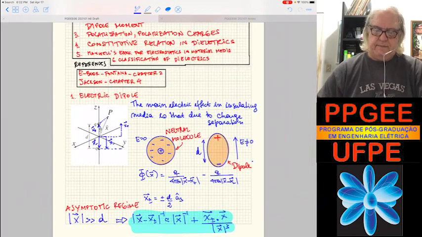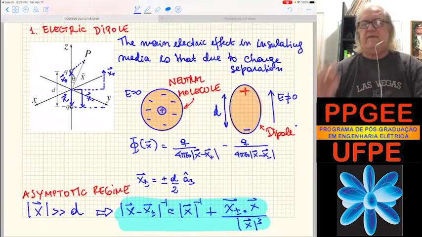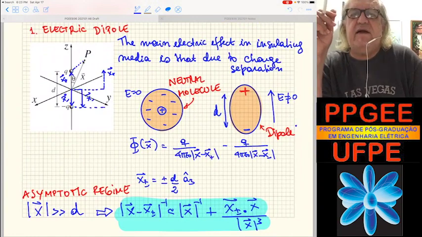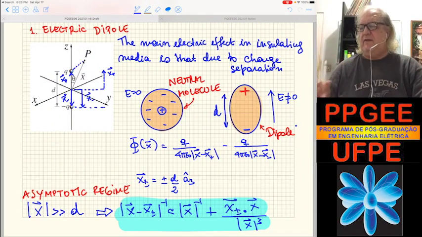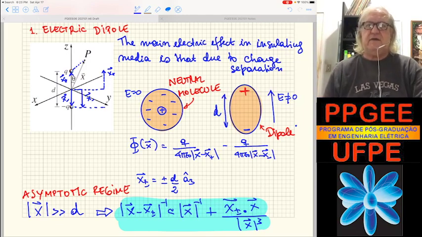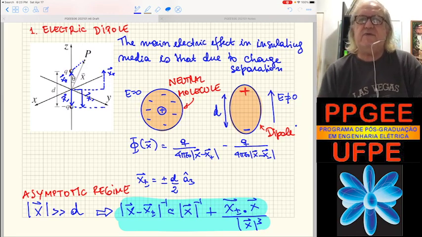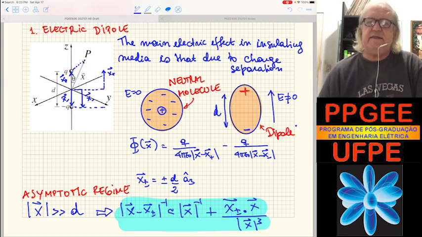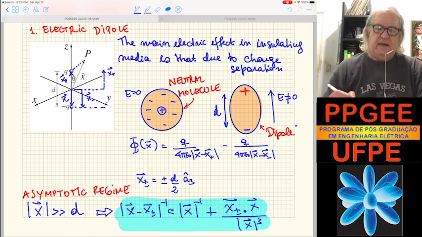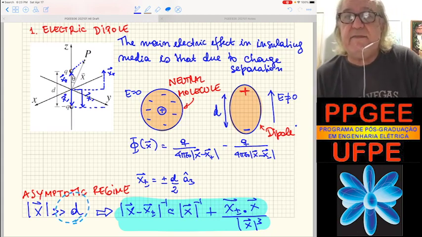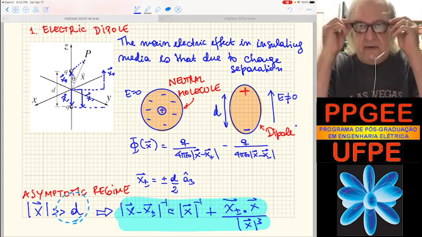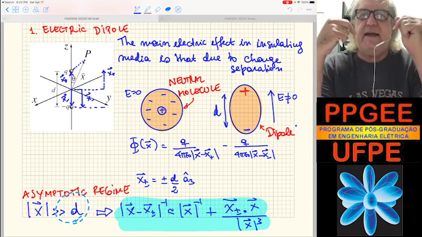So we are interested, I mean, of course we can calculate very close to this system, to the origin of the system. But if you're talking about atoms, we want to consider the situation in which the distance to the point P is much larger than the separation. We want to see the asymptotic behavior. In fact, we want to determine what a point dipole is, right?